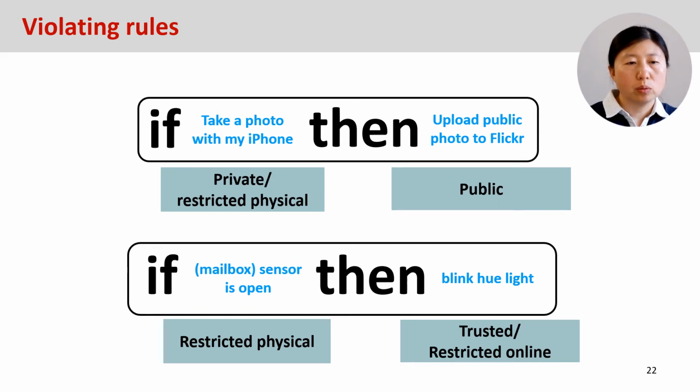Next, in the following rule, the trigger mailbox sensor is closed is labeled as restricted physical. Anybody around my mailbox can see my mailbox is closed. The action blink hue light is labeled as trusted, meaning I can blink the hue light, or restricted online, meaning anybody who has the hue app and is allowed to operate the light can operate this hue light as well. Similarly here, for integrity, this rule allows restricted physical event to influence an action that's supposed to be trusted or restricted online, and this flow is not allowed by the lattice.